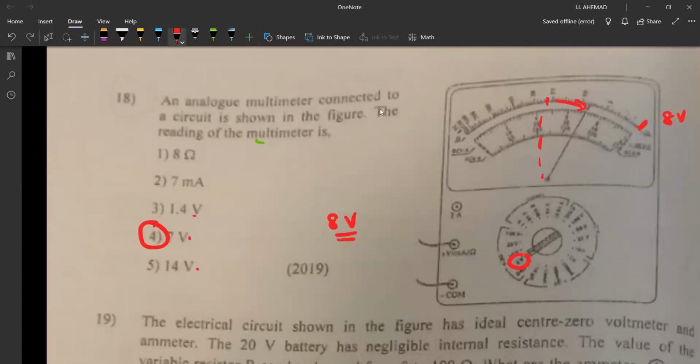I still have doubt whether it is 8 volt. If it was 2 volt, then the possible answer is 1.4 volt. Is the idea clear?